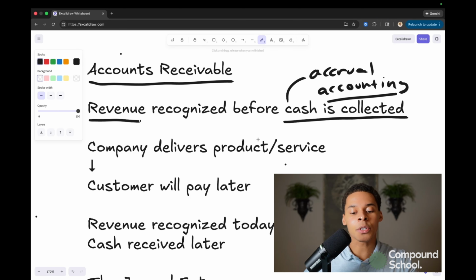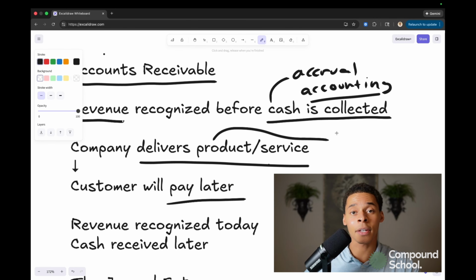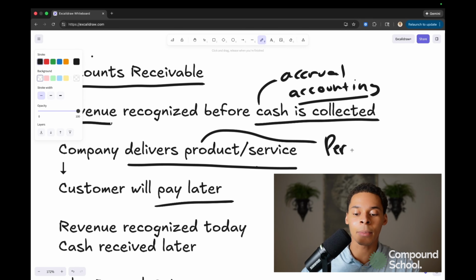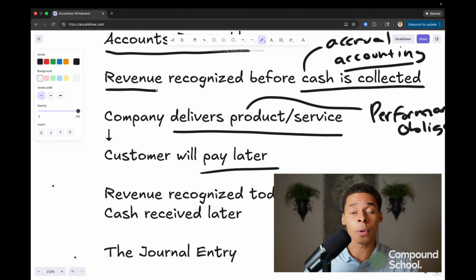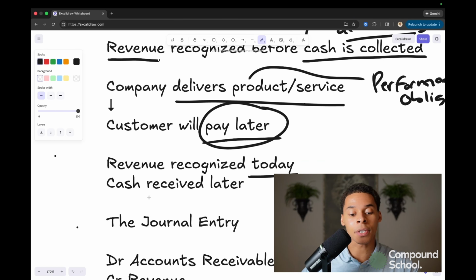So a company is going to deliver a product or service, and the customer promises to pay later, okay? And because this company has satisfied their end of the bargain, right? They've satisfied their performance obligation. They can recognize revenue under accrual accounting, okay? But as I stated, the customer has promised to pay us later, so no cash is being received here. So revenue is going to be recognized today, cash will be received later.